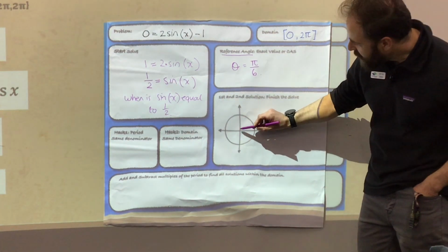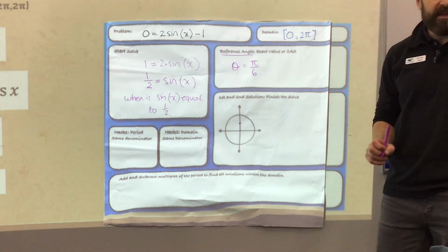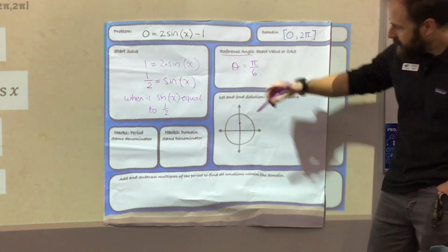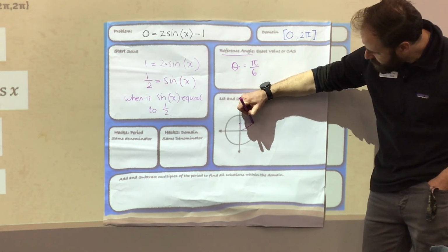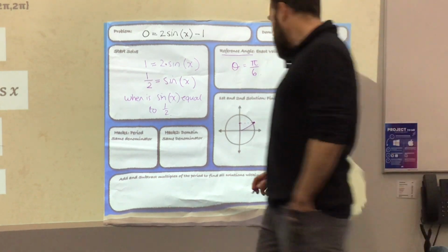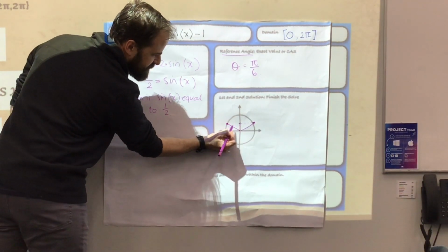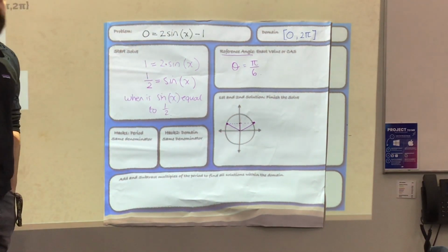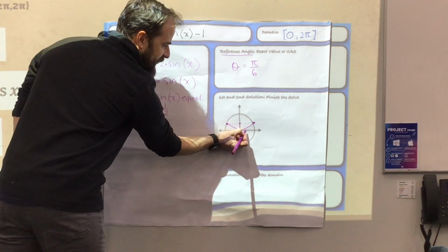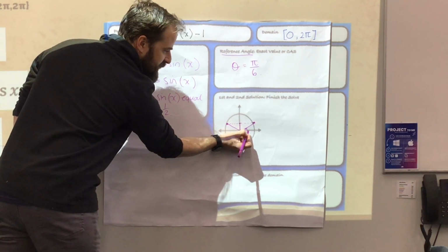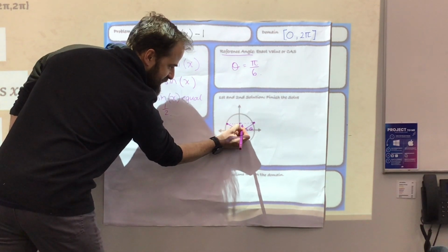Remember, sine is the vertical height, and it will be 1/2 roughly there. So those 2 angles would be here and over on this side. We're trying to find out what my 2 angles are. There's my first angle, there is my second angle.